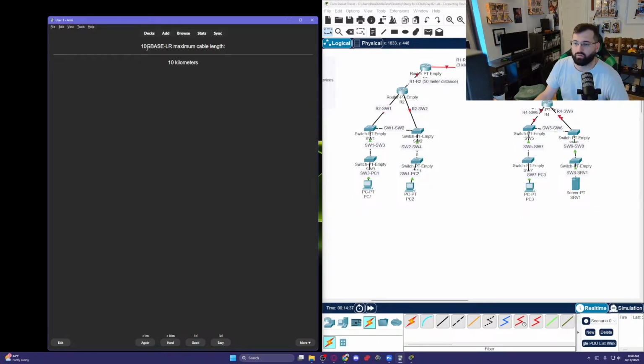Whoops, I didn't read that one. I was too busy looking down here. Okay, 10 gigabyte maximum length is 10 kilometers. LR is how we know that it's fiber, by the way.